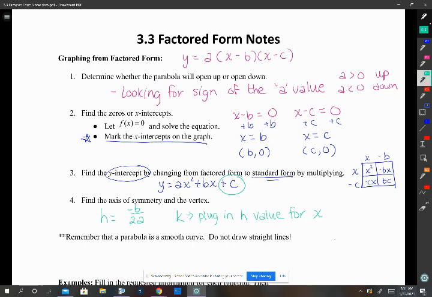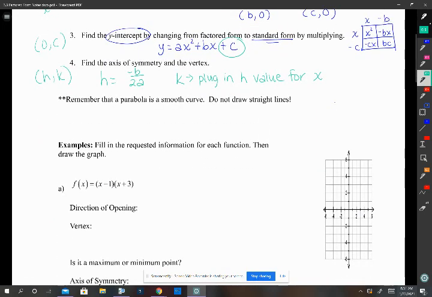All right, and so then that's going to give us our vertex. So again, find x-intercepts, change it to standard form, do vertex, and then we connect them on the graph. Again, this is our HK value once we find it. So we want our HK value, we want our y-intercept, and then we want our x-intercepts. Those are the things that we're looking for if we're going into factored form. And always remember that this is a smooth curve. It's not straight lines. So we always want to make it into a U shape.